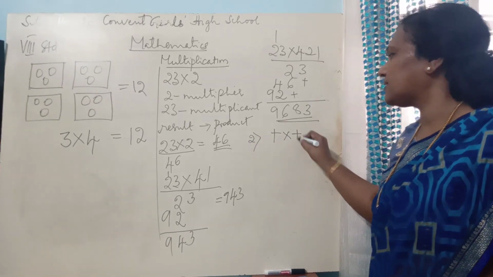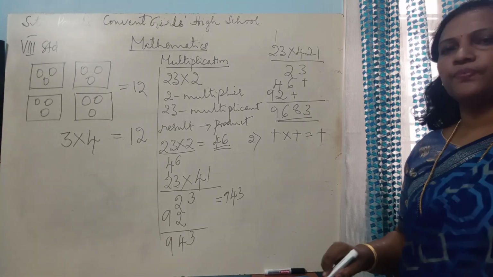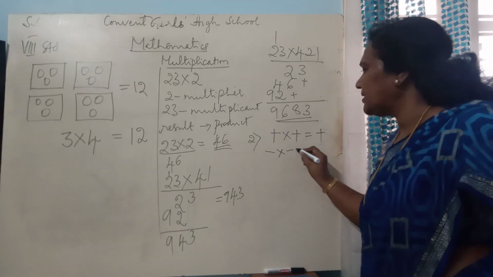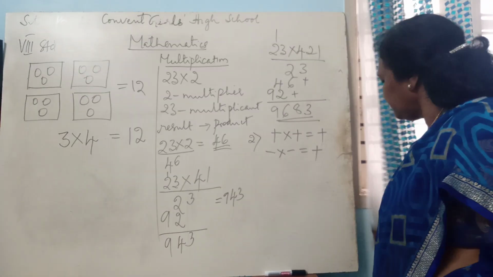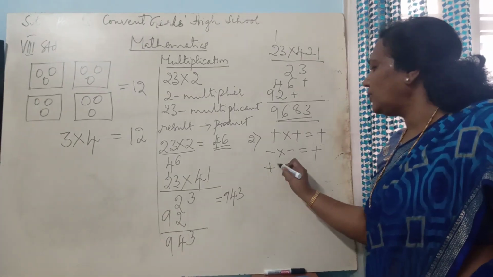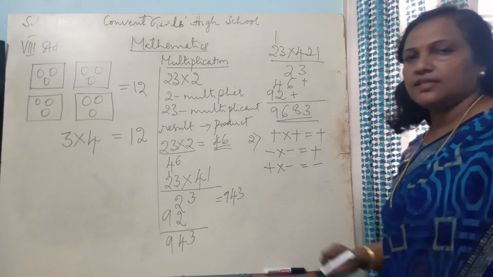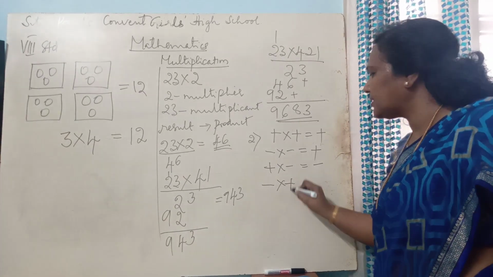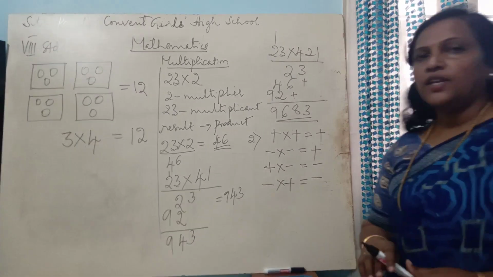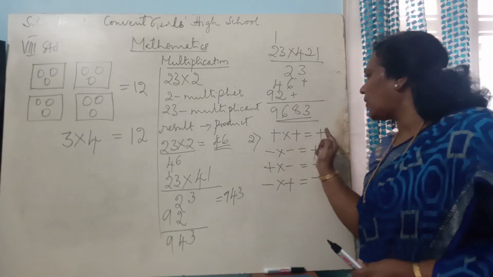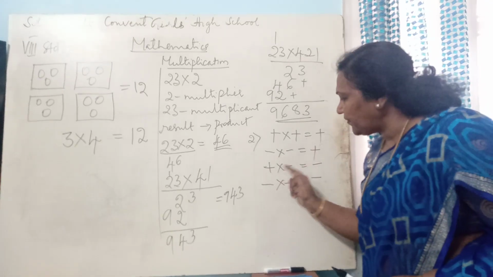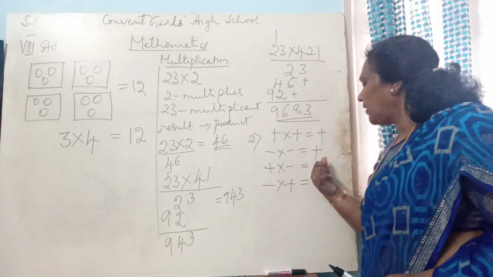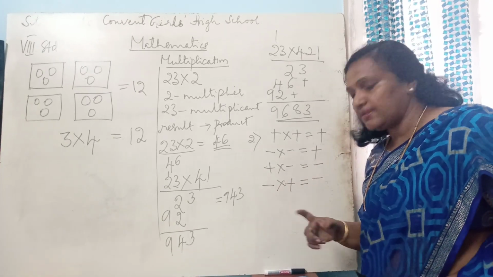Now let us concentrate more on multiplying of signs, which you have learned. Plus into plus is equal to plus. Minus into minus is equal to plus. Plus into minus is equal to minus. Minus into plus is equal to minus. When you multiply the same signs, the product will be plus only. Minus into minus, again plus. But if they are different signs, the sign you have to keep in the answer is minus.